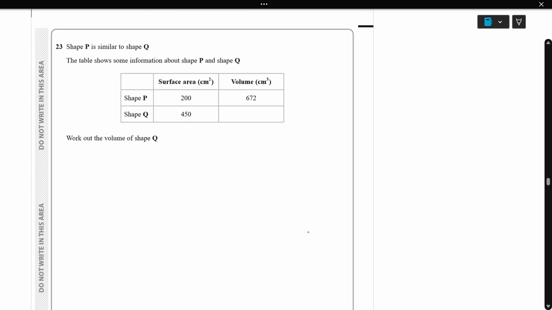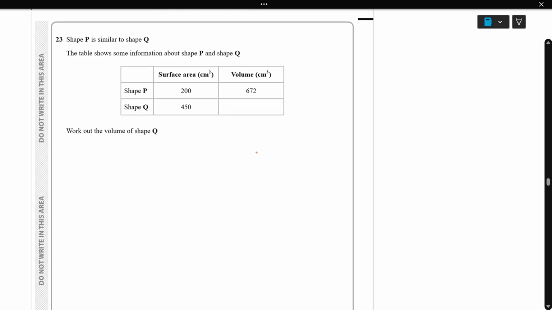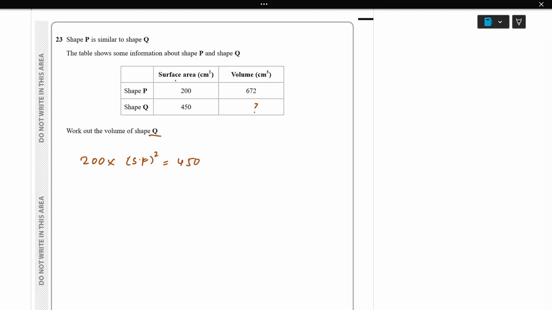Next question number 23. Shape P is similar to shape Q. The table shows the information about P and Q. Work out the volume of Q. So this one we need to find. As we know, here the surface area of the small one is 200. The area factor is scale factor squared. So small one times scale factor squared equal to the other shape's surface area.